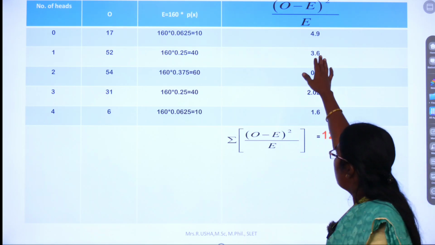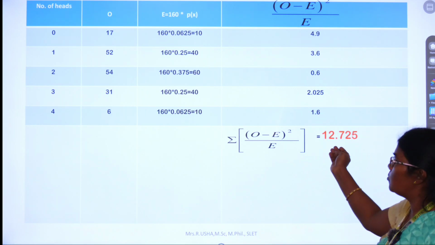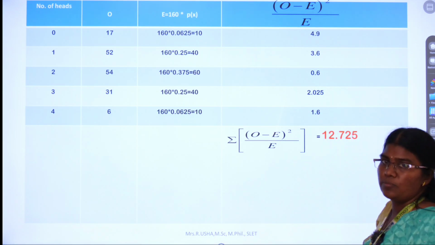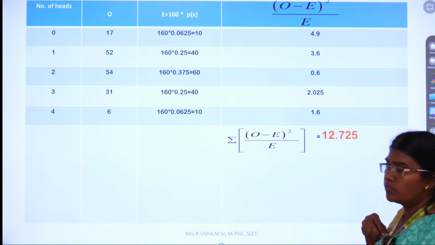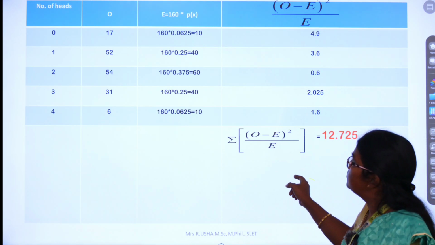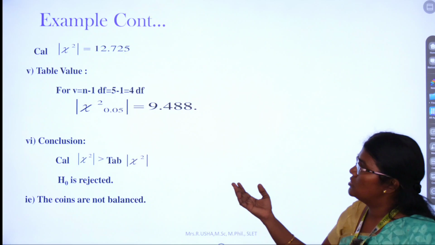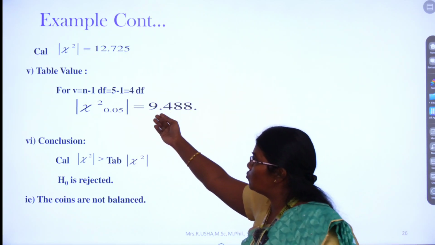So the total of (O minus E) whole square by E will be 12.725. So this is our calculated value. Our calculated chi-square is 12.725.